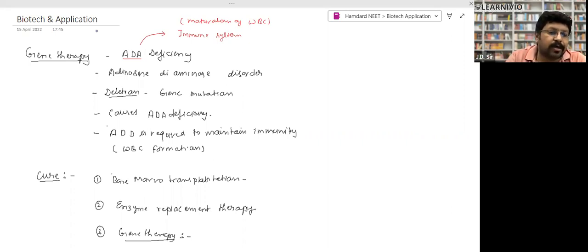So there is a disease, the name of that disease is ADA deficiency. This gene therapy, first time it was done on a 5-year-old girl, right? And she was affected with ADA deficiency. So what is the ADA? ADA is a type of enzyme, right? So what is ADA deficiency? ADA deficiency is a type of disease, right? The full form of ADA is adenosine deaminase disorder, right? So ADA is adenosine deaminase.